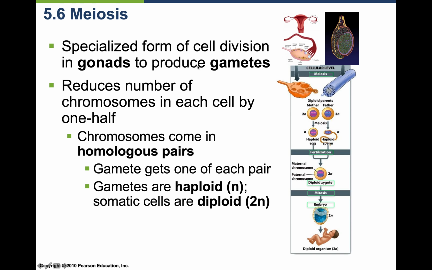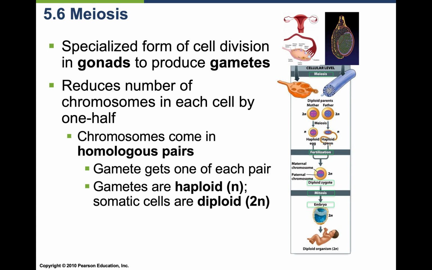Okay, so meiosis is essentially a specialized form of cell division. It happens in the gonads to produce gametes. It's going to reduce the number of chromosomes in each cell by half, and chromosomes come in homologous pairs, as we've talked about. So gametes get one of each pair.